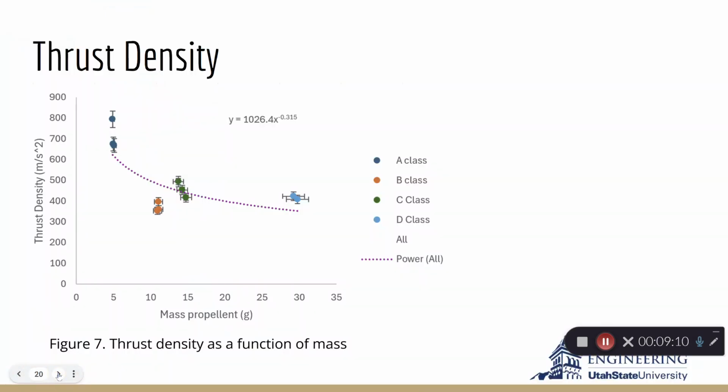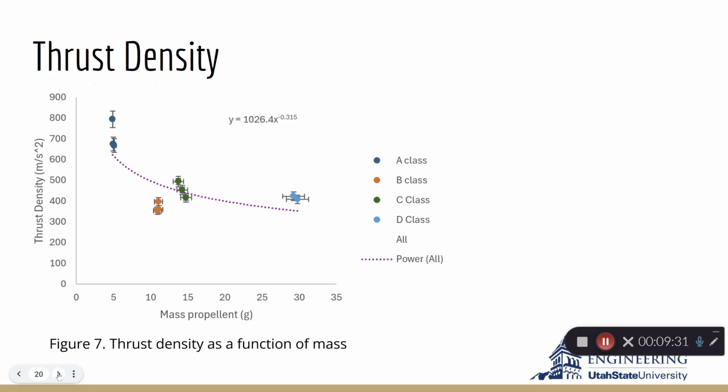Our final data set includes thrust density values for each motor class, which can be seen here in Figure 7. They are accompanied by uncertainty bars to reflect measurement confidence. These values provide a useful metric for comparing motor performance beyond total impulse alone. Our final thrust density uncertainty was within our 3%, meaning that our methods of measurement were successful.